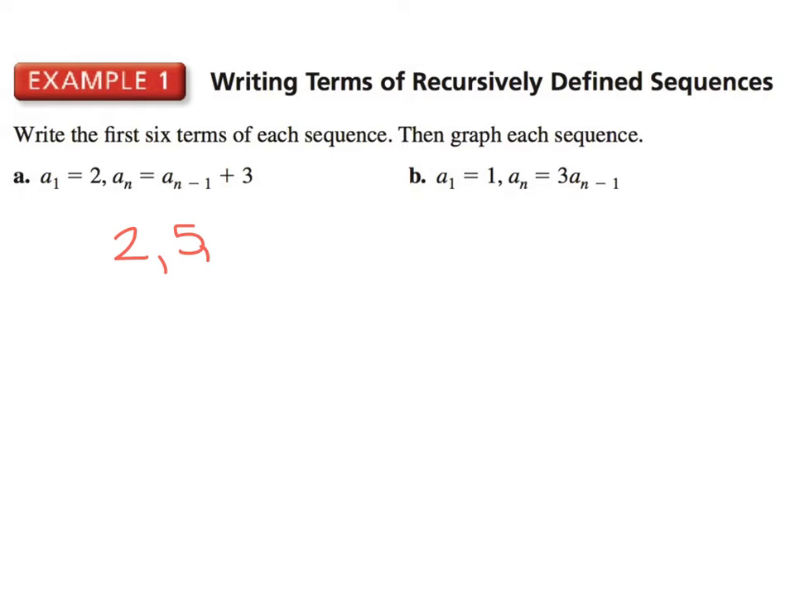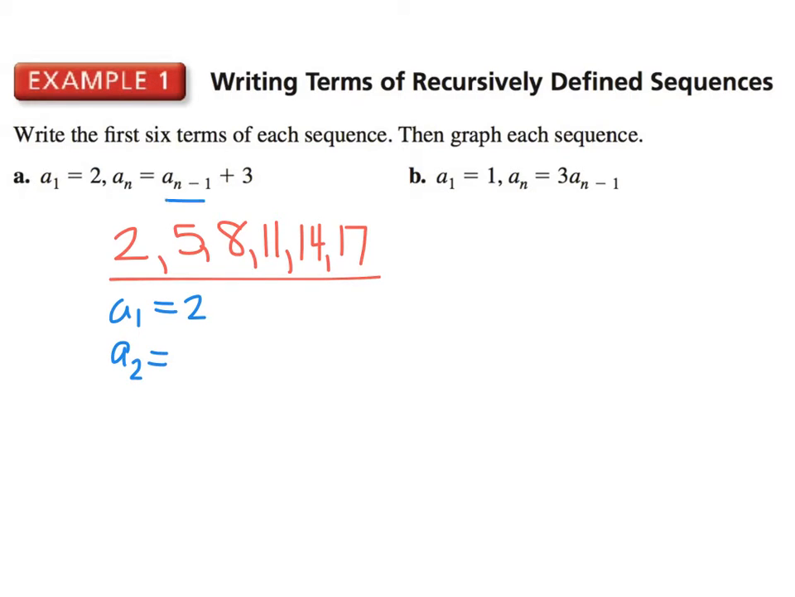The next term would be 8. The next term would be 11, 14, and 17. Those are the 6 terms. Now, if you actually did write this out, this is important. A sub 1 equals 2. A sub 2, the second term.